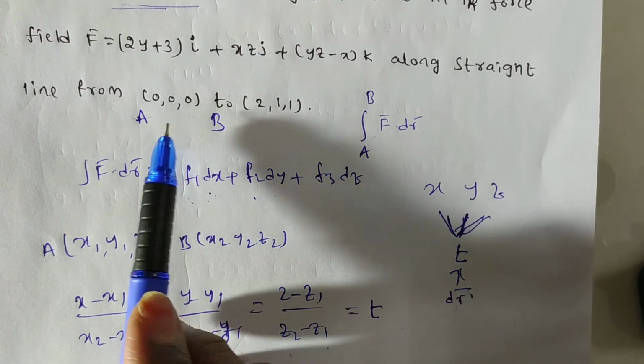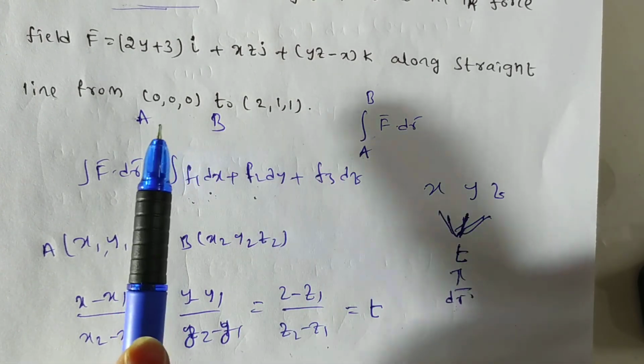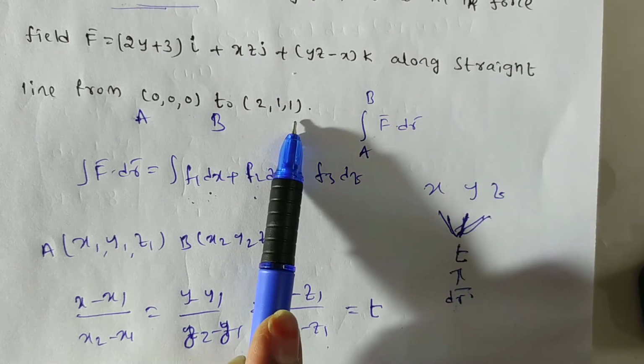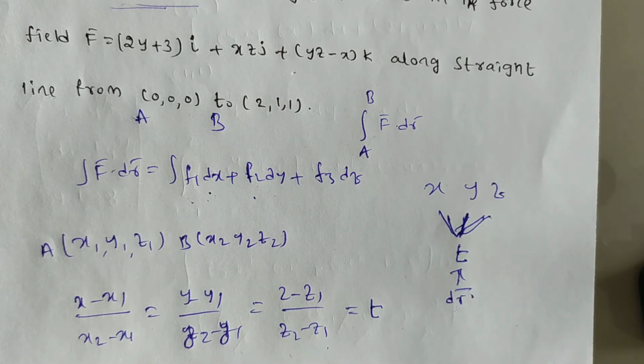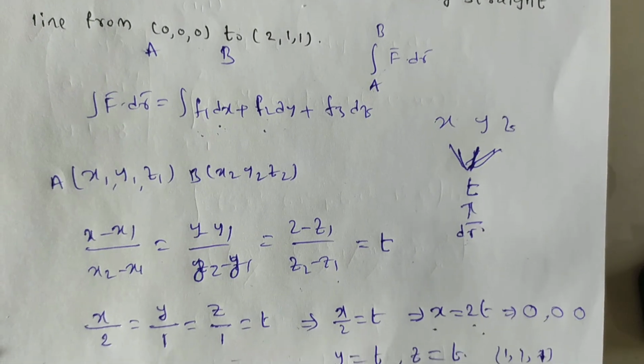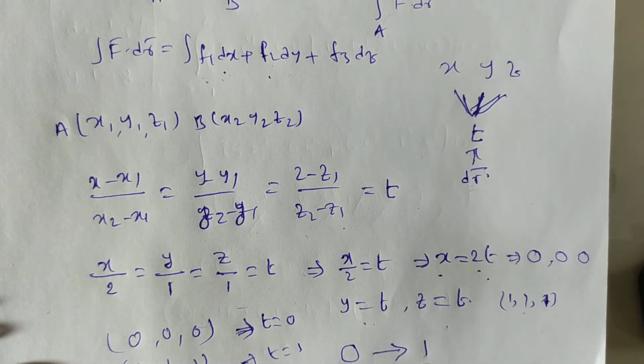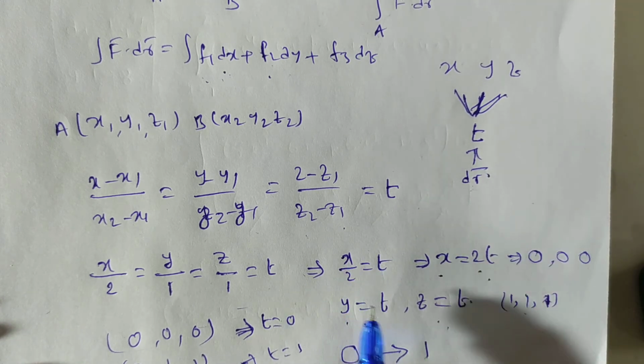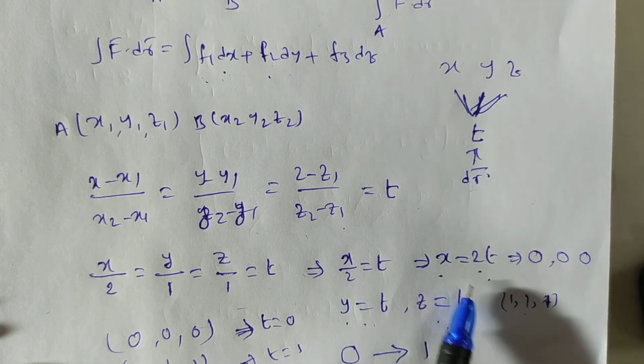If you substitute the lower limit of x, y, z, then you will get the lower limit of t. If you substitute x is equal to 2, y is equal to 1, z is equal to 1, then you will get the upper limit of t. That's it. Now I have the lower limit of t is 0 and the upper limit of t is 1. And x value I know, y value I know, z value I know. Now x, y, z are in terms of t.